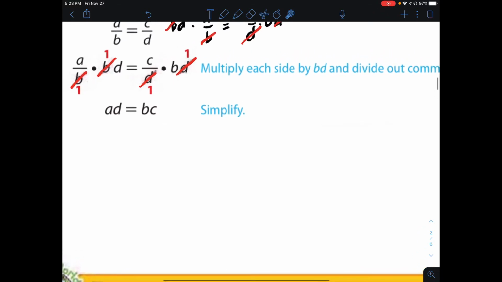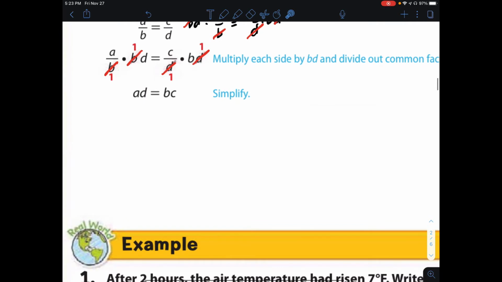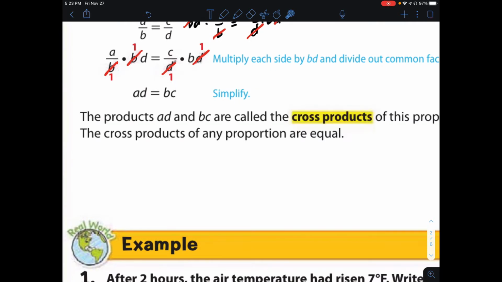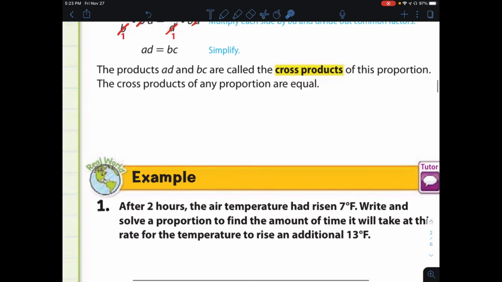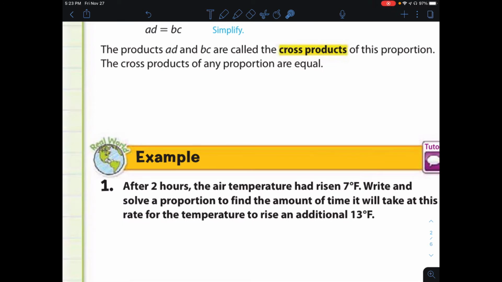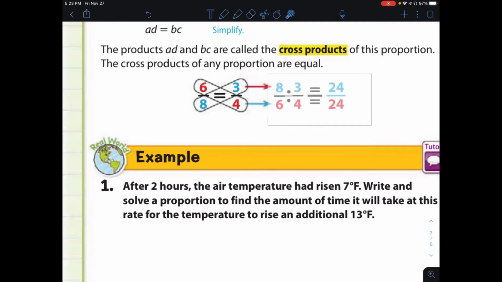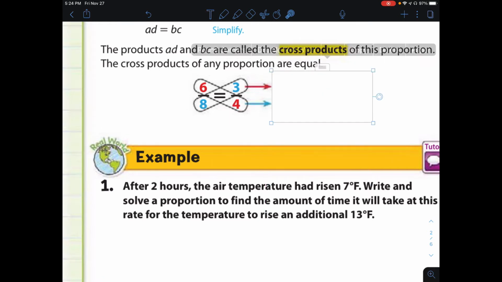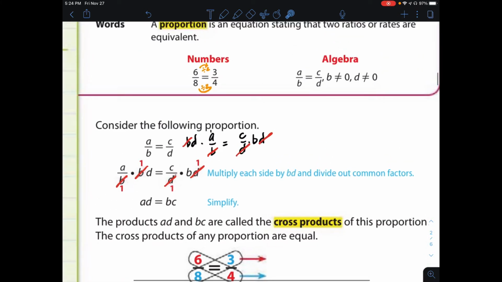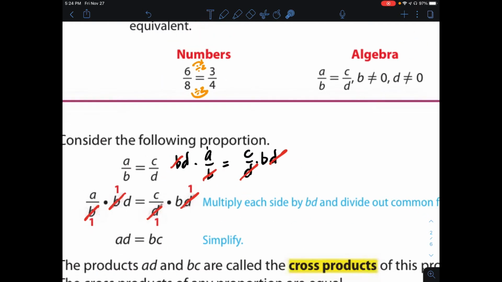Now, what does this tell us? What this tells us is that the products AD and BC, which is this one and this one, are called cross products of this proportion. So the cross products of any proportion are equal. What does that mean, cross products? Let's take a look at this illustration at the bottom right here. So if I have 6 over 8 and 3 over 4, remember that was our equation that was given in our definition of what a proportion is. 6 over 8 equals 3 over 4 right there.